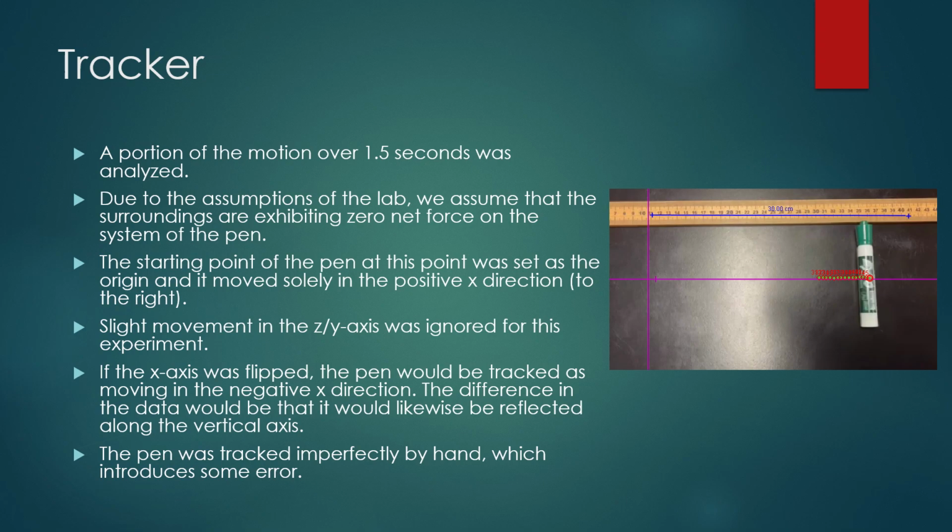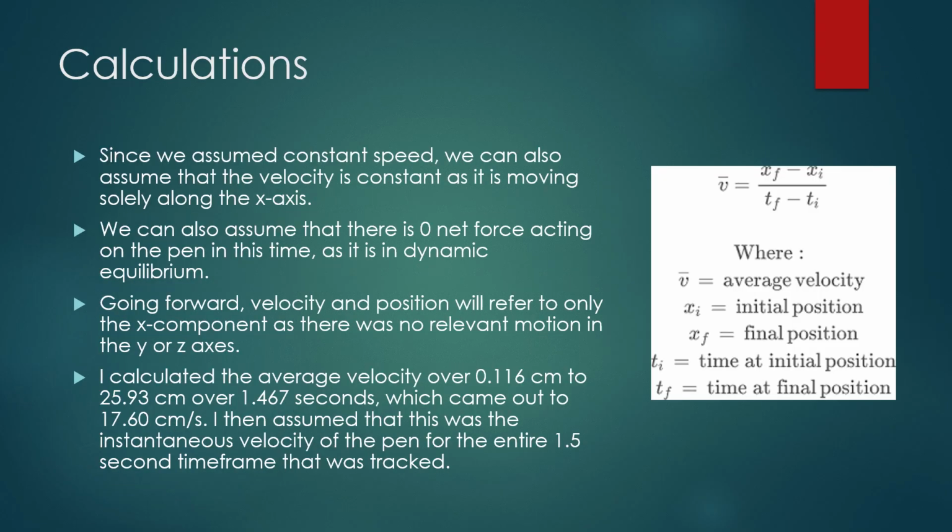And slight movement in the z and y axis was ignored for this experiment. And if the x-axis were to be flipped, the pen would be tracked as moving in the negative x direction, which would just result in the position graph flipped along the y-axis. And it was tracked by hand, which introduces human error. And since we assume that the speed was constant, we can also assume that the velocity is constant, as it is only moving along the x-axis, like I said before, and it's in dynamic equilibrium.